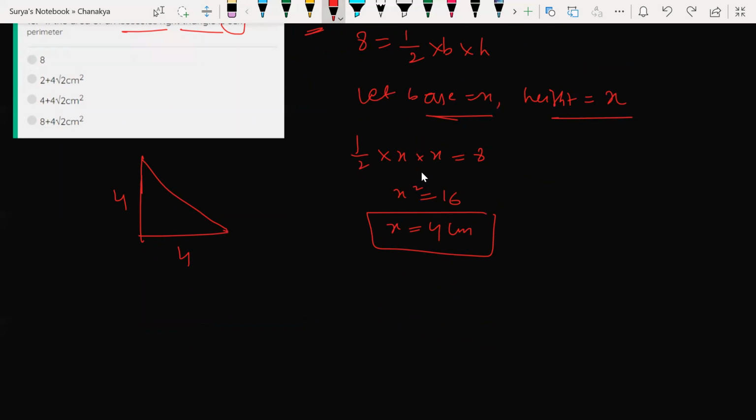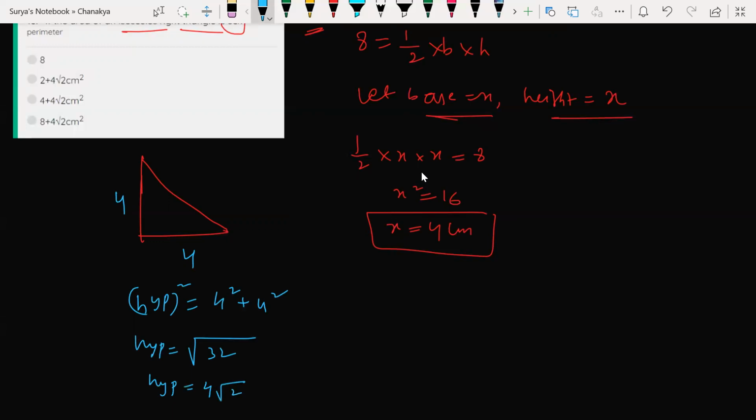Okay, so b square plus height square. Base 4, height 4, then what will the hypotenuse be? Hypotenuse square is equal to 4 square plus 4 square, so 16 plus 16 is 32. Square root of 32, which is 4 root 2. Okay, beta?